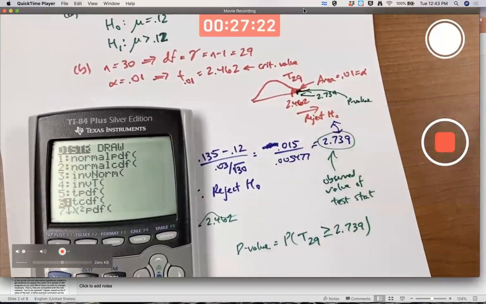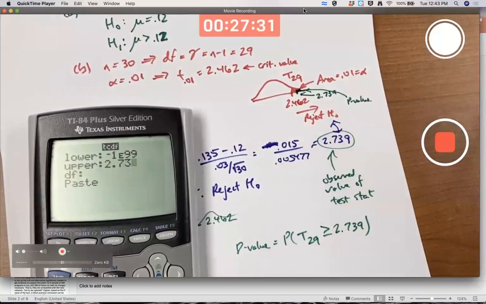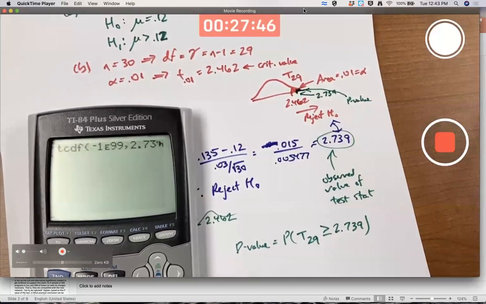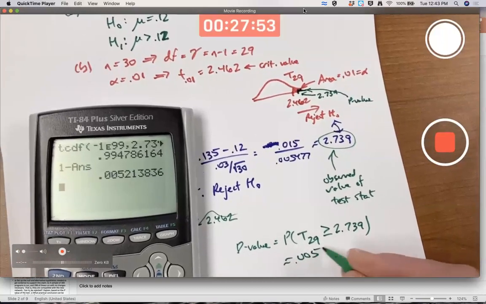TCDF. If I do it this way, I'm going to have to subtract the answer from 1, right? Because this is a CDF value with a less than or equal to. We're doing a greater than or equal to. Degrees of freedom is 29. That's not the p-value. You need to go 1 minus that for the p-value. This is approximately 0.005.